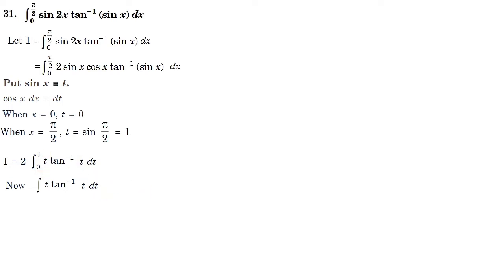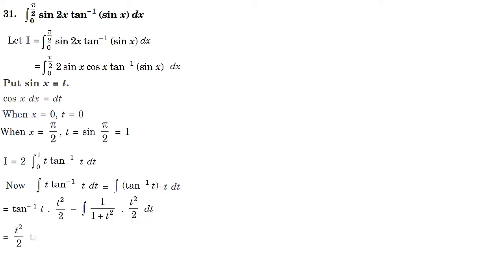Here when you check t tan inverse t, this is a product, so we can apply integration by parts. But the problem is the order is not in proper format. The inverse trigonometric function should be taken first, so we can rewrite as tan inverse t into t dt. Now we can apply integration by parts: first one, tan inverse t, into integral of second, integral of t is t square by 2, minus integral of the derivative of first one, tan inverse t derivative is 1 by 1 plus t square, into integral of second, that is t square by 2 dt.